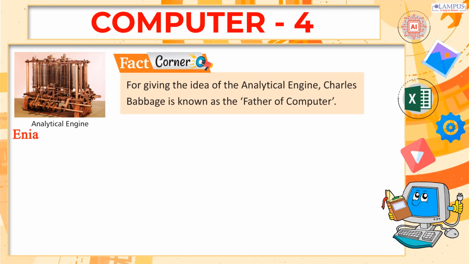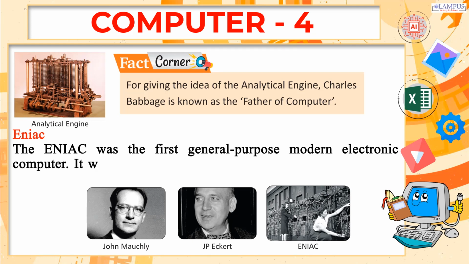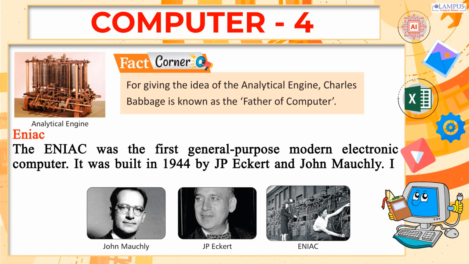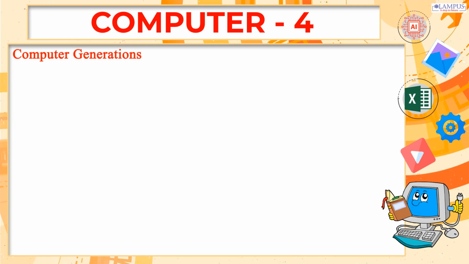ENIAC. The ENIAC was the first general-purpose modern electronic computer. It was built in 1944 by J.P. Eckert and John Mauchly. It was, however, very big in size, consumed a lot of electricity and gave out a lot of heat.